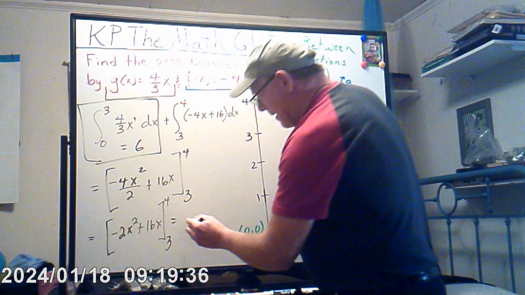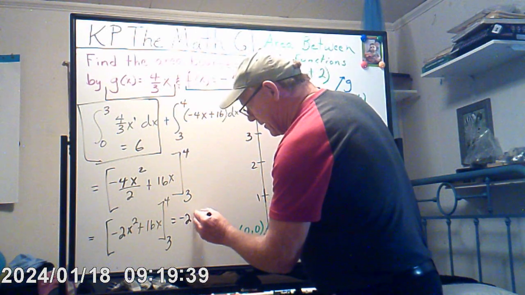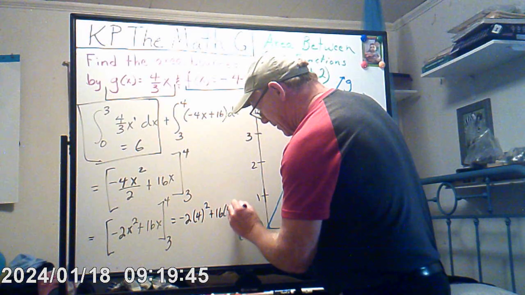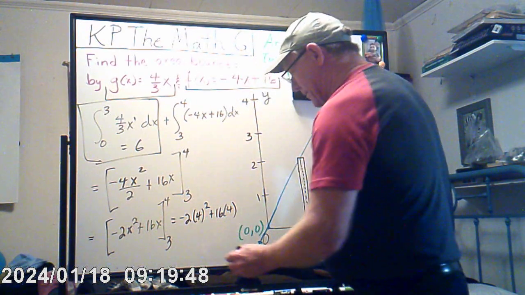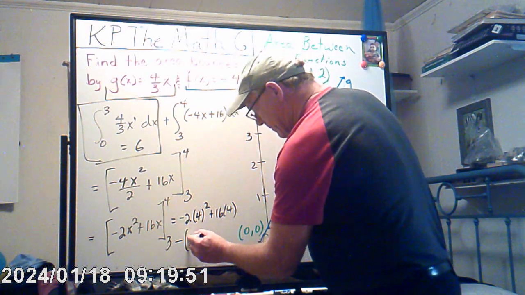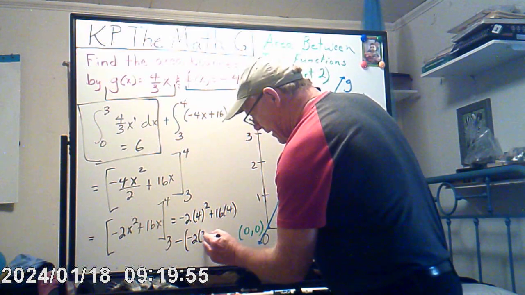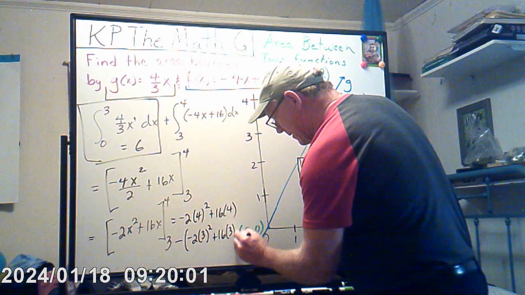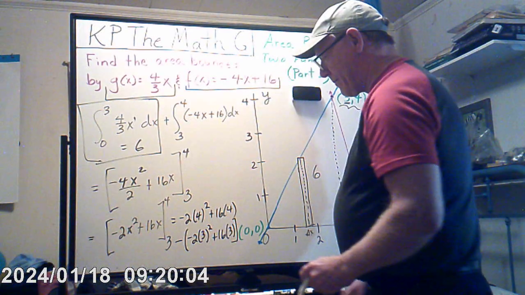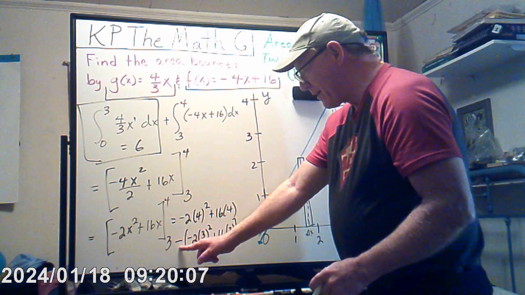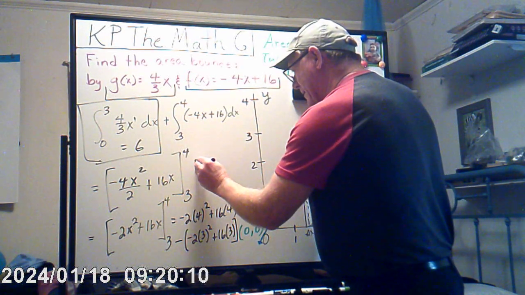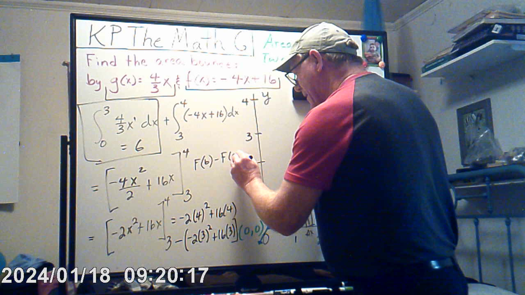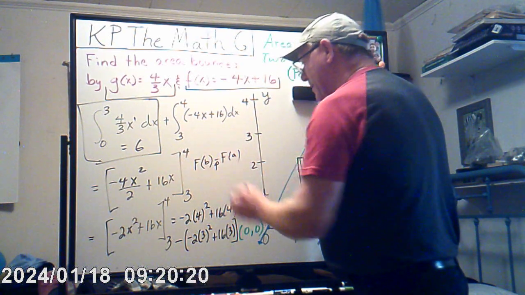Here we go. This is negative 2 times 4 squared plus 16 times 4. Remember, I got a minus sign on this, so minus negative 2 times 3 squared plus 16 times 3. You've got to remember, you do have a minus sign here. Keep in mind, this is F at B minus F at A. Always remember that integration is that, okay?